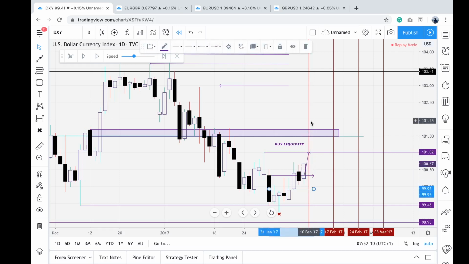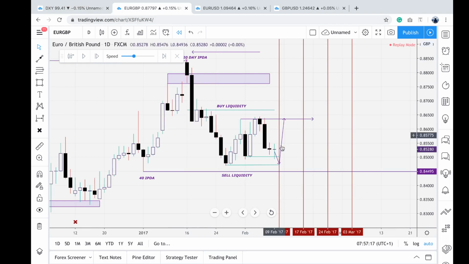So it seems like we're very near our target. So this is going to be Friday's move. And on Euro Pound, it seems like we can get a very explosive range the next day. I want to see a very explosive range, as we just took out this level and can see how compressed this steady candle is.